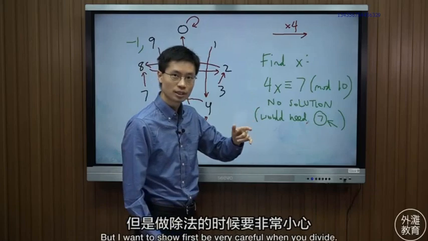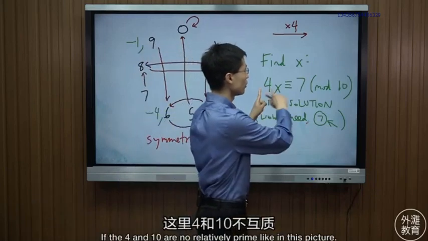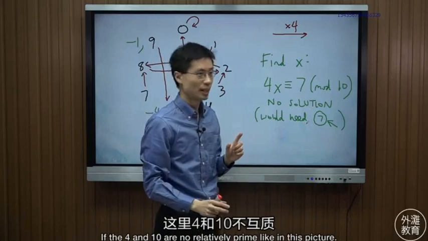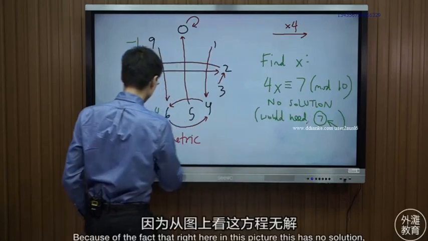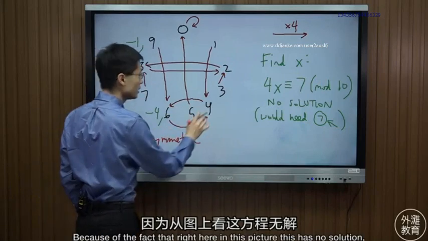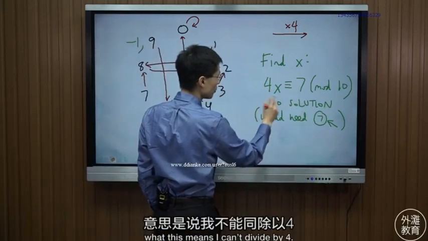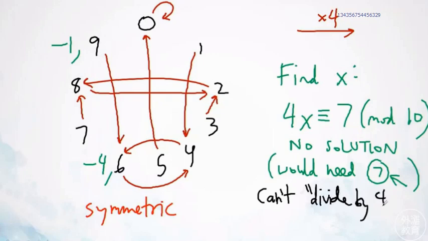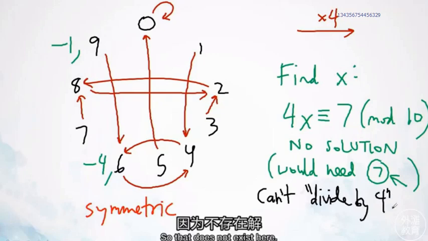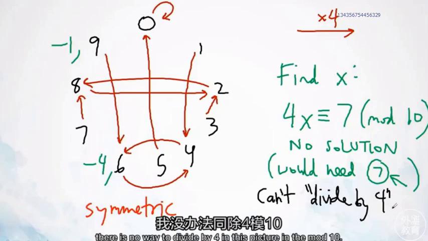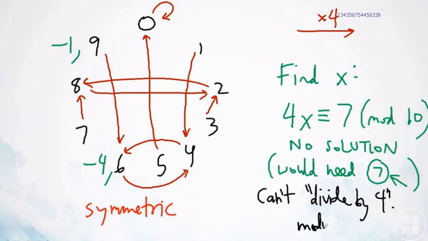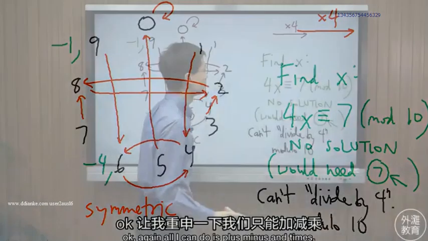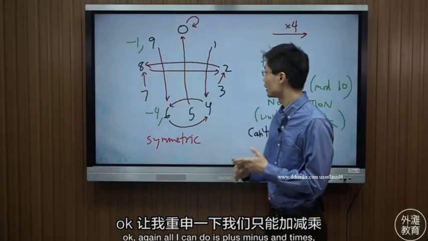There will be cases when I can divide. But I want to show first, be very careful when you divide if the 4 and 10 are not relatively prime, like in this picture. Because right here in this picture this has no solution, what this means is I can't divide by 4. Okay? So that does not exist here. There's no way to divide by 4 in this picture, in this mod 10. Again, all I can do is plus, minus, and times.